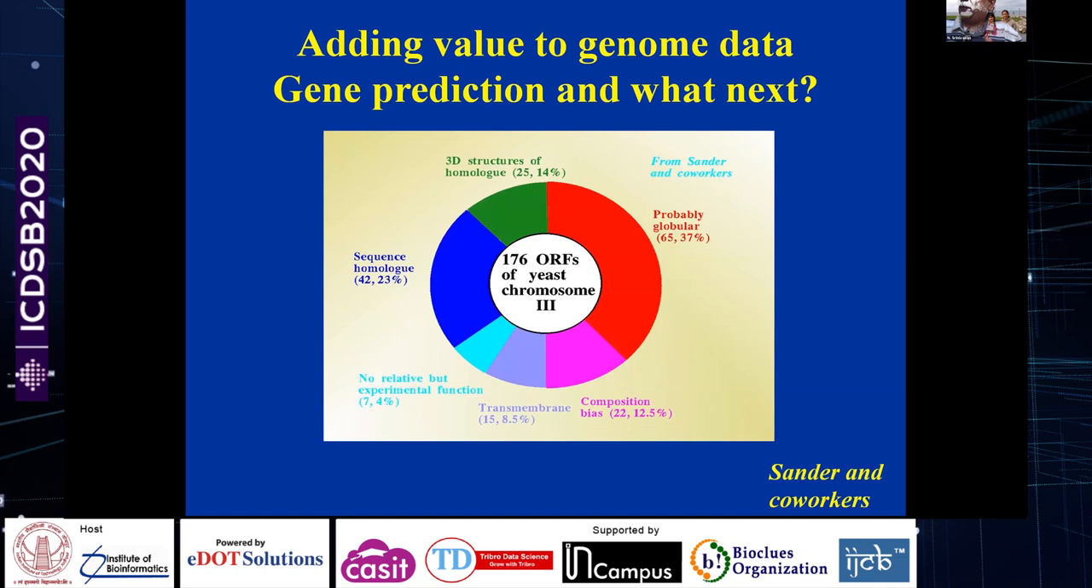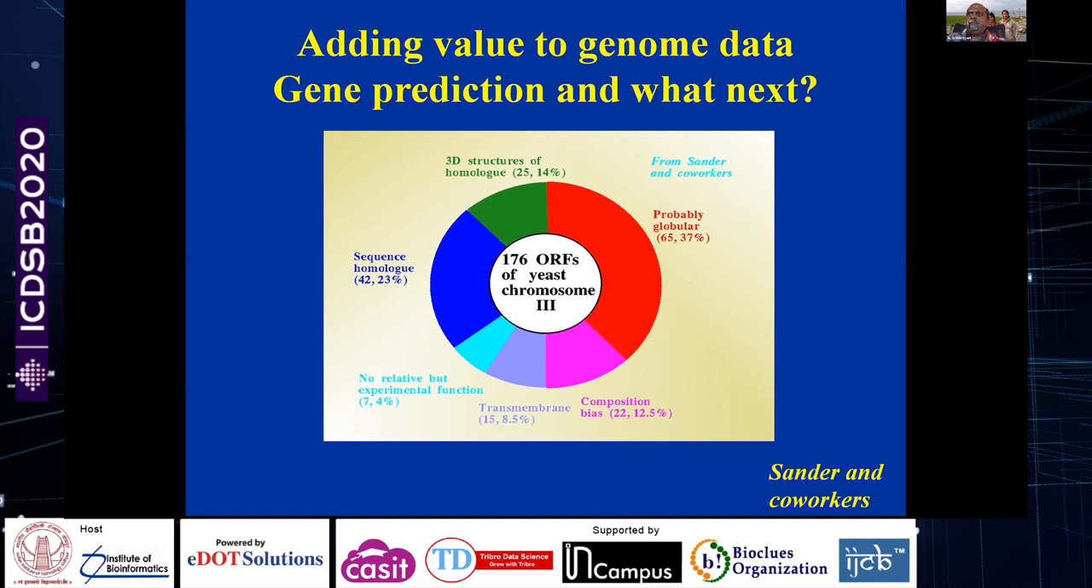Okay, the slide you are now seeing is very, very old data. I think it's an EMBO journal paper by Chris Sander and co-workers in 1992. That was the time when the genome sequencing was being initiated, very exciting time. They have published the information on the functions of the open reading frames in the yeast chromosome 3. It's shown as a pie chart.